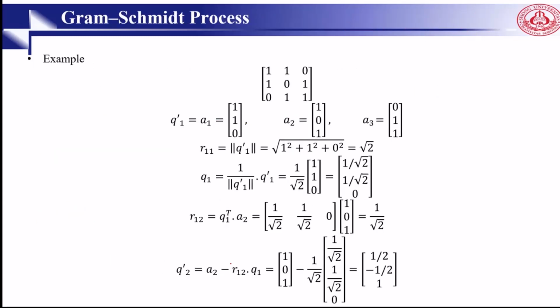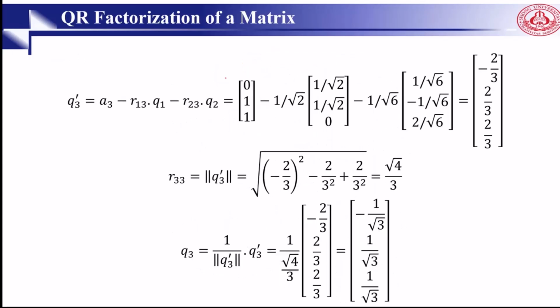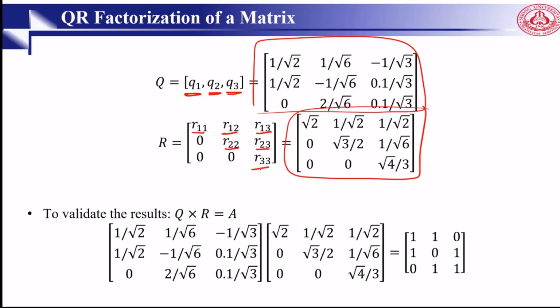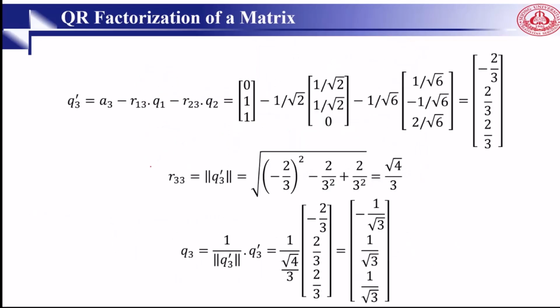Let's try this example. We have one matrix here as matrix A. We want to split this matrix into two matrices, Q and R. To get there, we have to find three columns, Q1, Q2, and Q3, and also the elements R11, R12, R13, R22, R23, and R33. I will show you how to find these components in order to form the Q and R matrices.